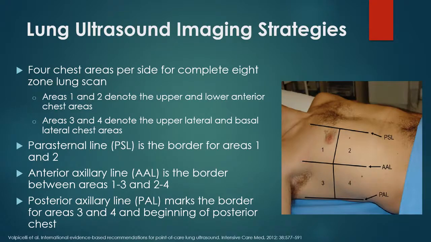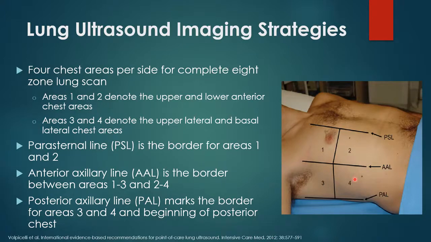Some of the imaging strategies with lung ultrasound: there are 4 chest areas per hemithorax for a complete 8-zone lung scan. Some go as high as 12 and 16, which include the posterior regions of the chest. Areas 1 and 2, as you can see here, are the upper and lower anterior chest areas. 3 and 4 are the upper lateral and basal lateral chest areas. And we'll be talking about each one of these areas as we talk about some of the findings with COVID-19.